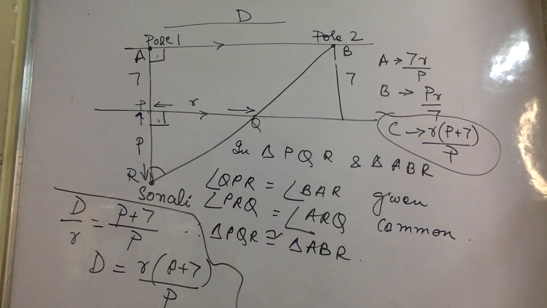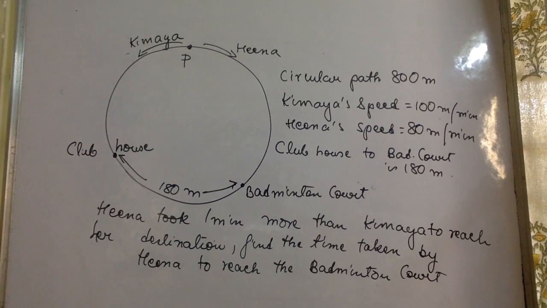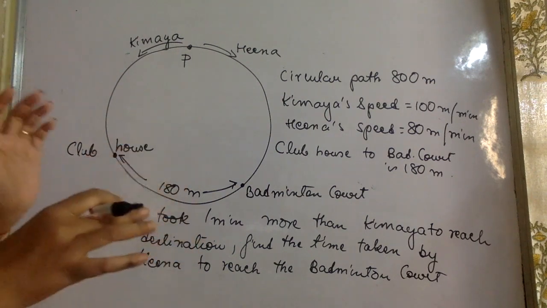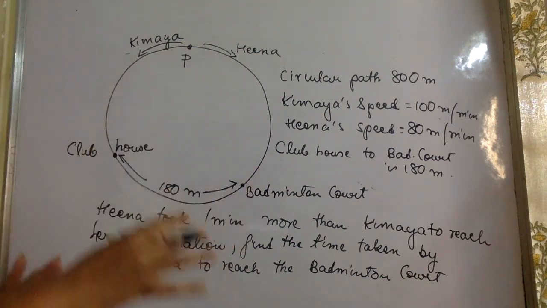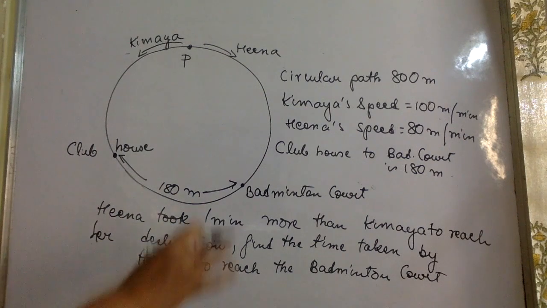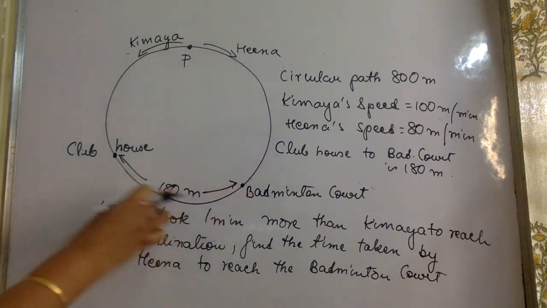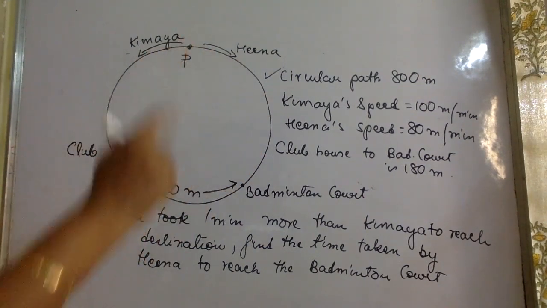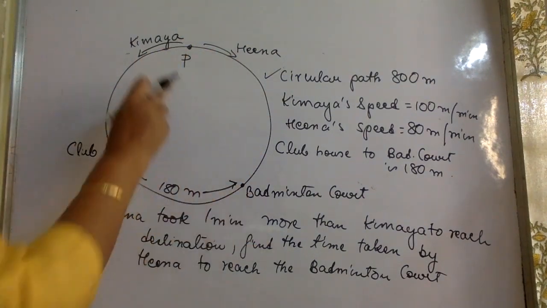Okay, here is a very big sum, subjective type, but it isn't that tough, I'll tell you. First thing, I've split down the question for you all just to make it a little easy. The circular path is 800 meters. Yeah, this is the circular path which is 800 meters, total length of the path. There are two girls, Kimaya and Hina.